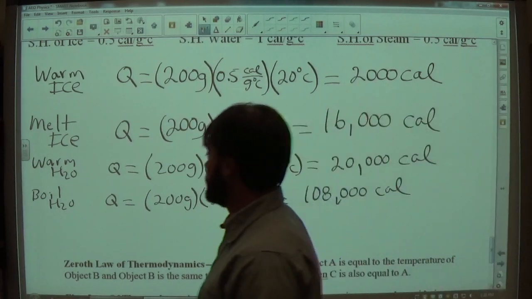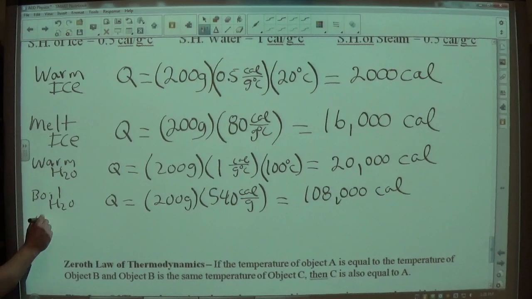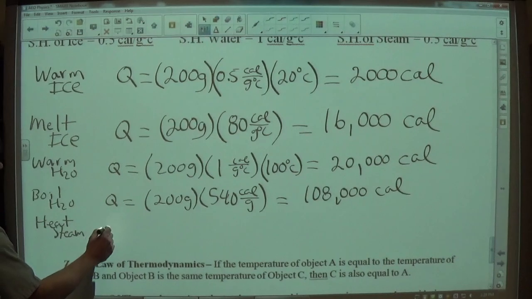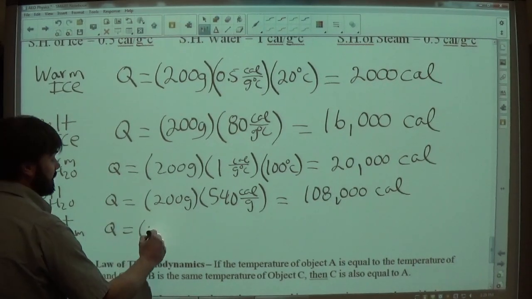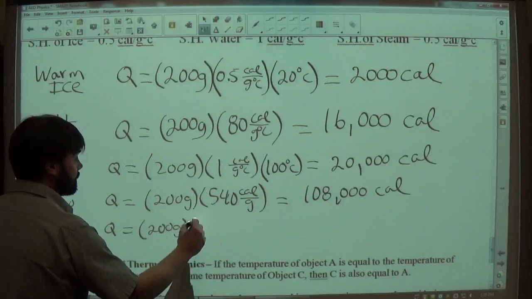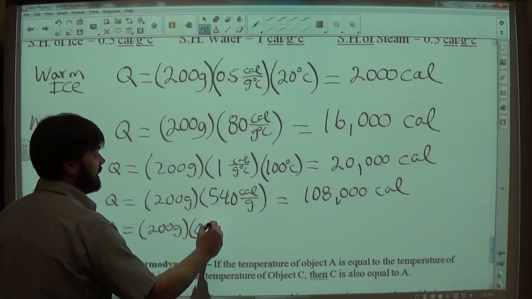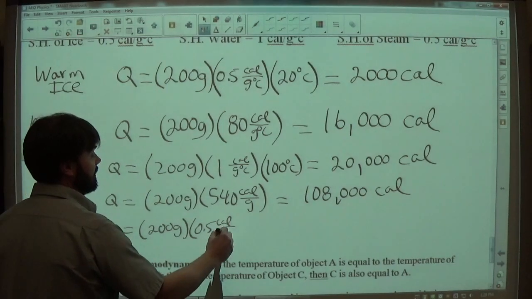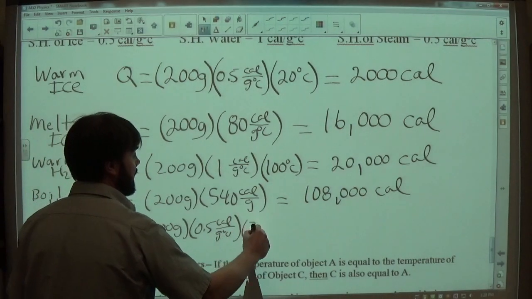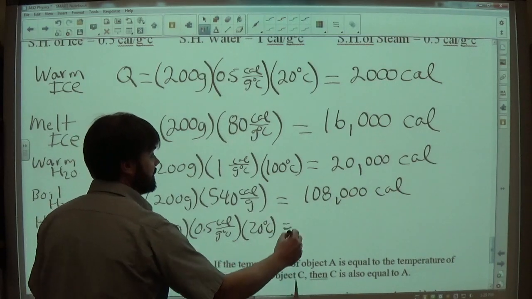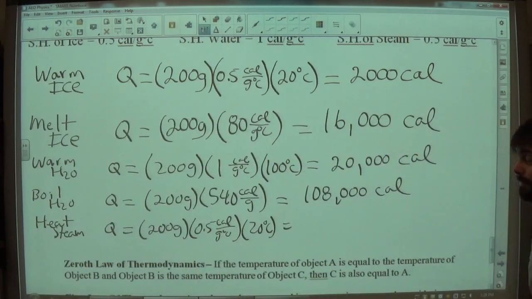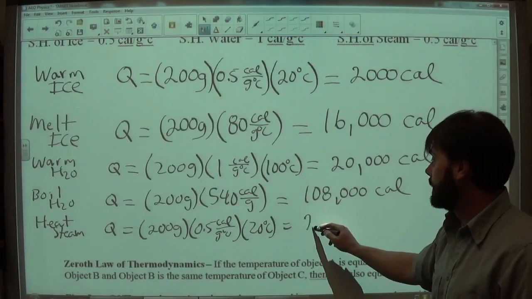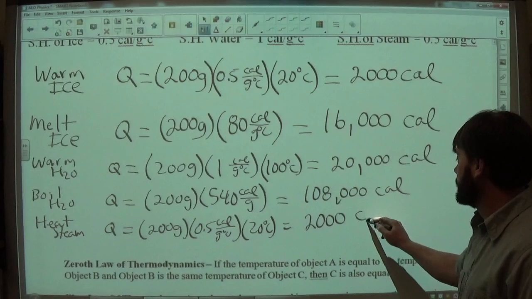And then the last thing we're going to do is heat the steam, because they told us that we want to go all the way to 120 degrees. So I'm going to take my 200 grams of steam, multiply it by the specific heat of steam, which is the same as ice, 0.5 calories per gram degree Celsius. And then I'm going to multiply that by the change in temperature, which is 20 degrees. If I multiply all that out, I get another additional 2,000 calories that has to go into it.